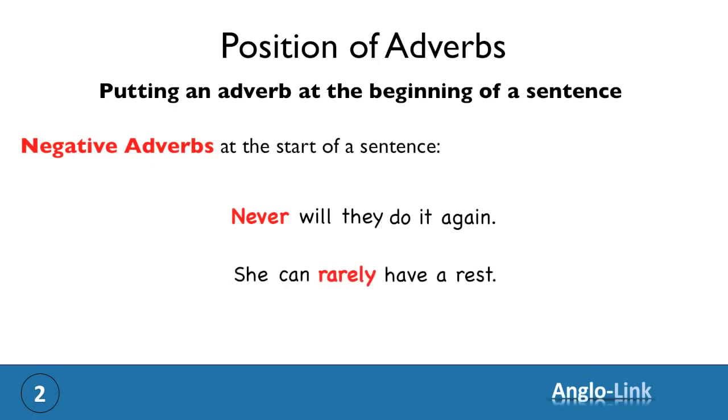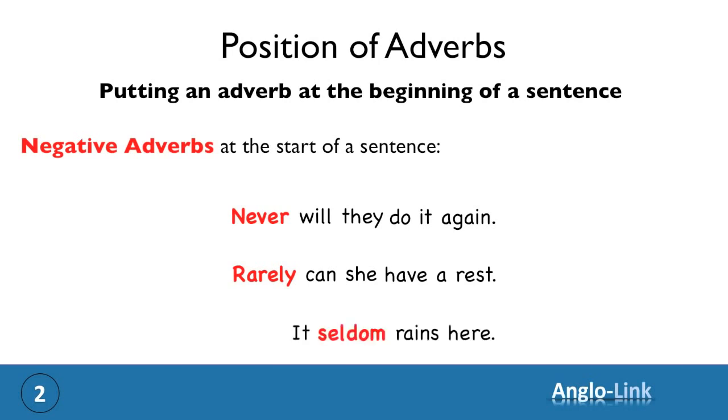Let's look at another example we had before. It was, she can rarely have a rest. If you want to emphasize rarely and put it at the start of the sentence, you need to invert. Rarely can she have a rest.